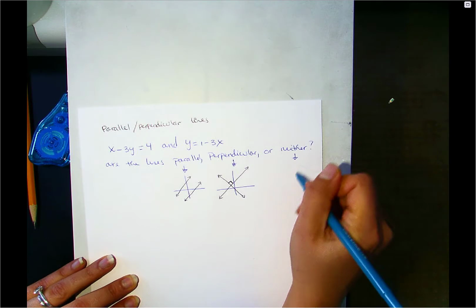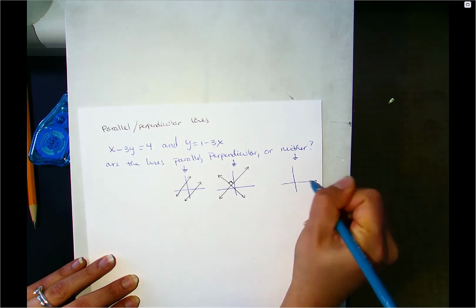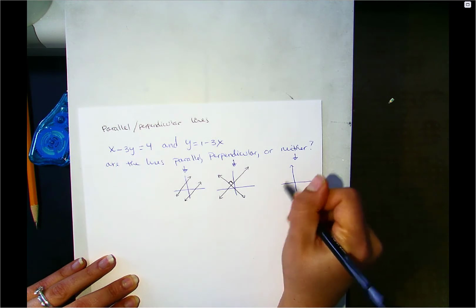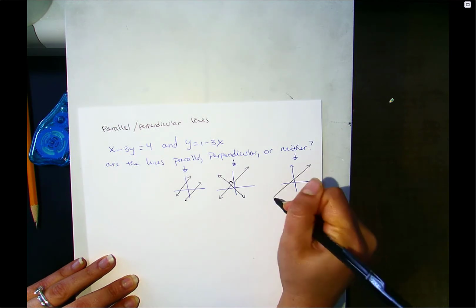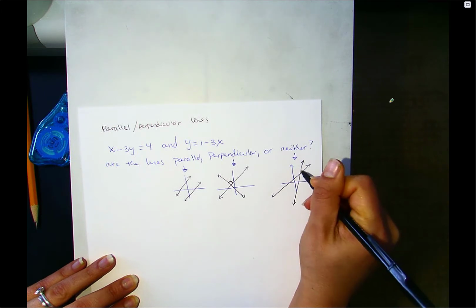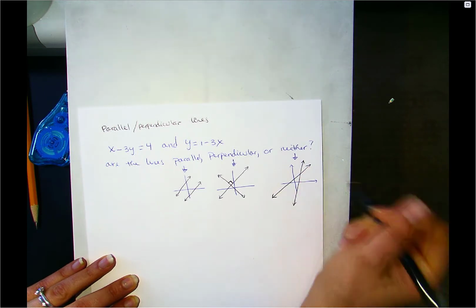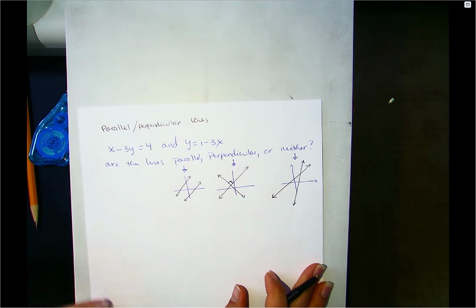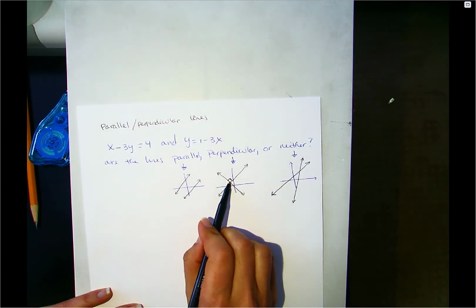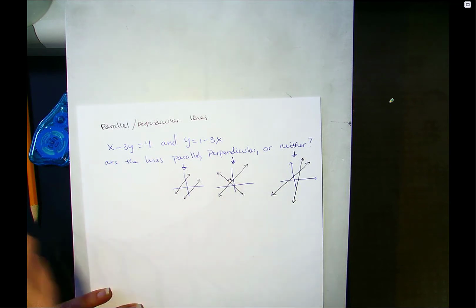So neither could look like any two lines that intersect. So you could have that one and then something like that. So they intersect, but it's not a right angle. And there's lots of different ways the lines could intersect. If they happen to intersect at a right angle, that's when we call them perpendicular.